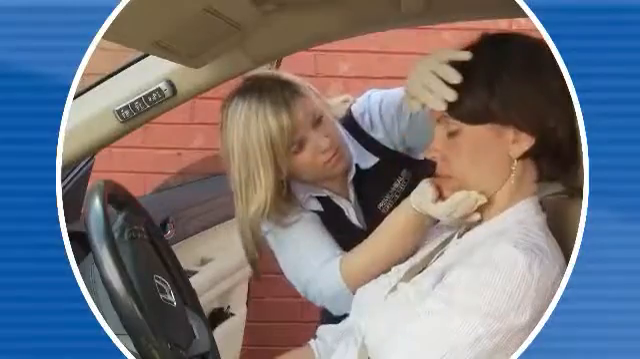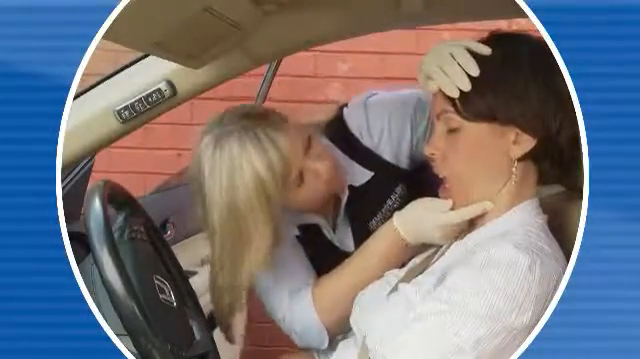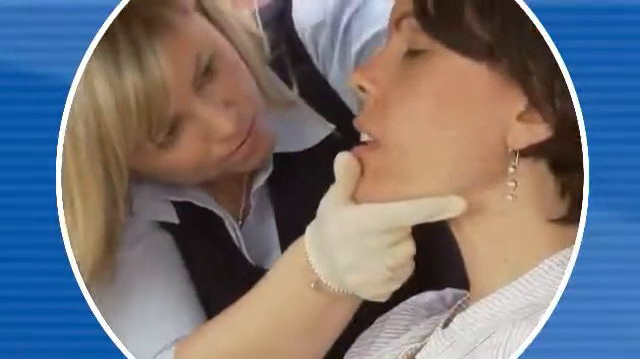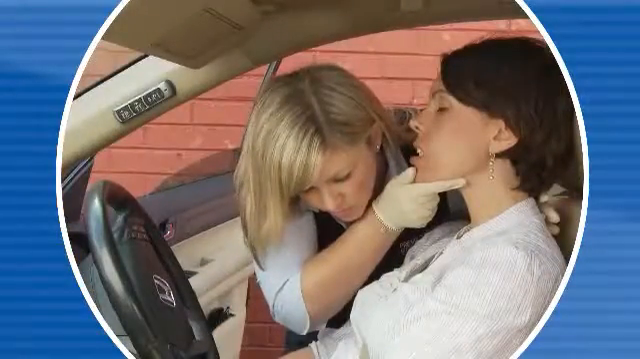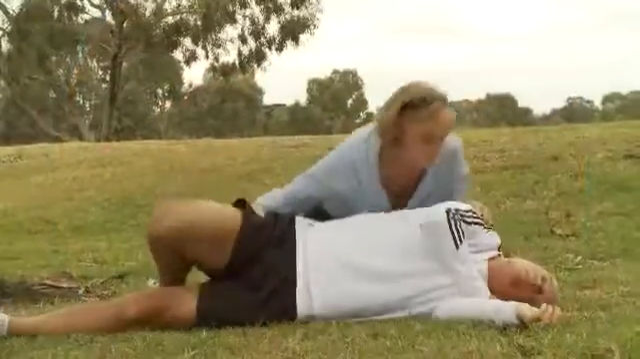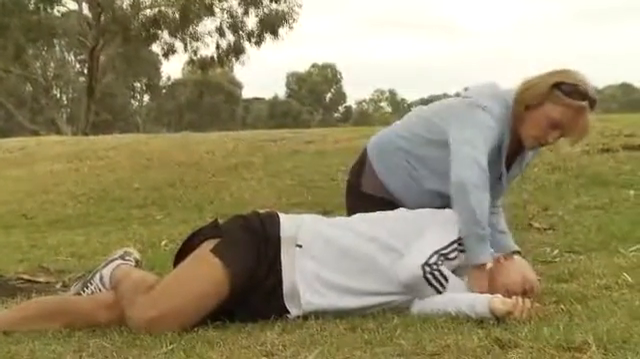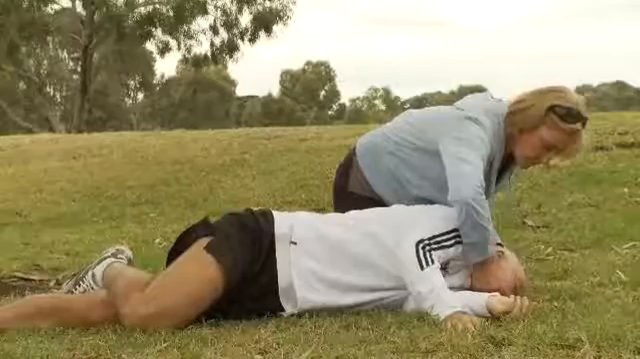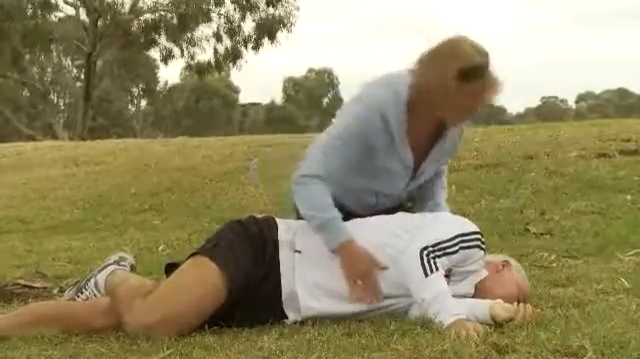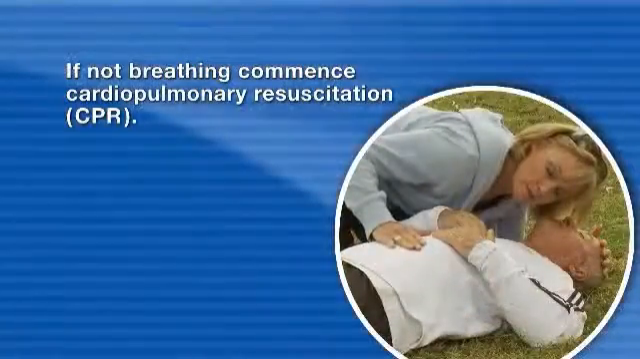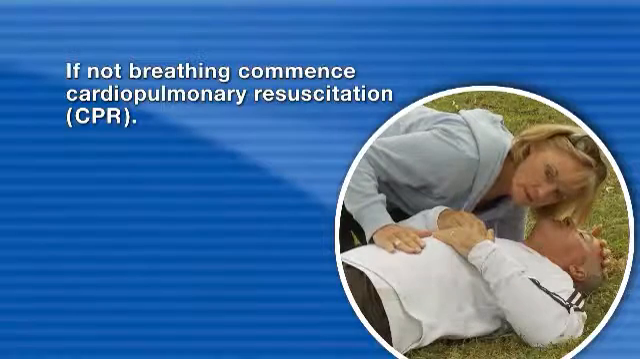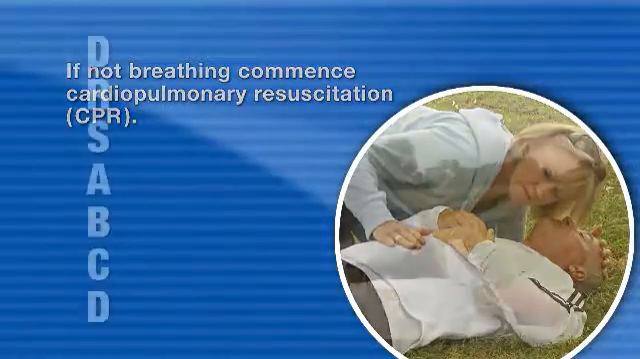If a person is in a wheelchair or trapped, for example in a vehicle, and the airway is open and breathing is present, they can be managed without attempting to move them. The airway and breathing takes precedence over any other injuries, including a spinal injury. If the unconscious casualty was not breathing, you would commence cardiopulmonary resuscitation.